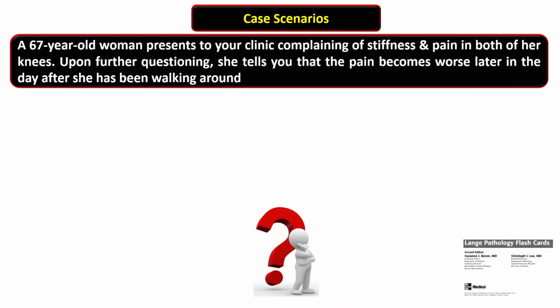The classical clinical scenario for osteoarthritis is an old woman who presents to your clinic complaining of stiffness and pain in both of her knees. Upon further questioning, she tells you that the pain becomes worse later in the day after she has been walking around.